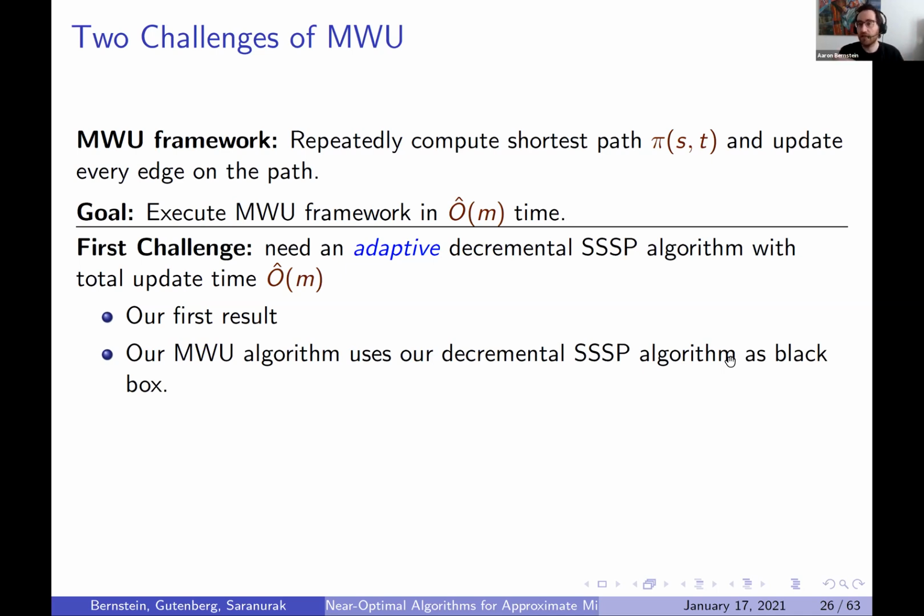All right, so this was precisely our first result. And our min cost flow result just uses our SSSP data structure as a black box. Unfortunately, this doesn't quite settle the problem.